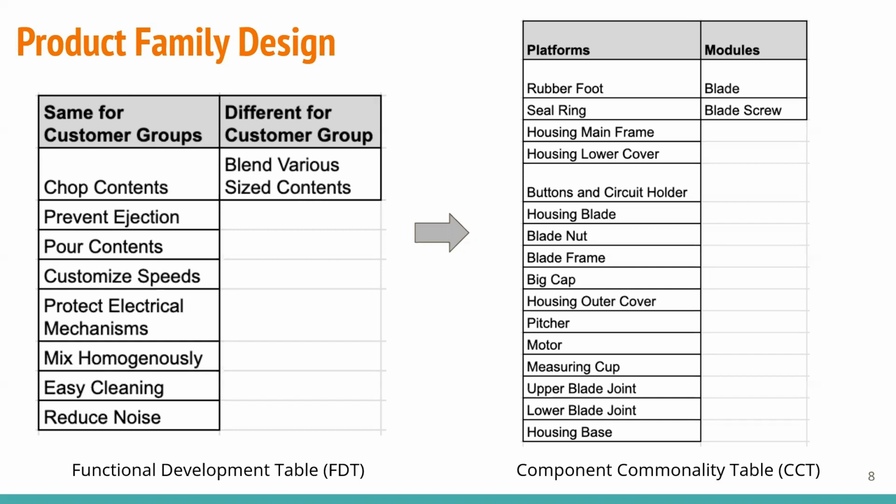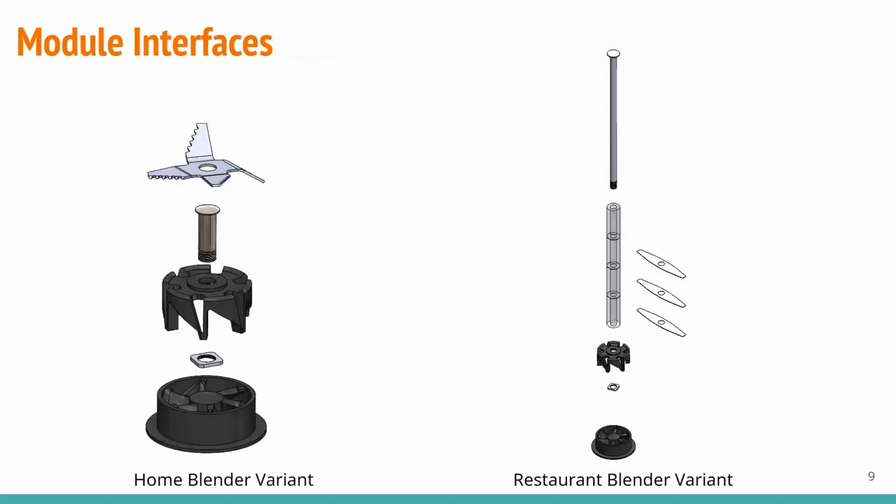size contents function. The common module for both variants will be the base of the blender, including the internal motor, buttons, and blade joints. The primary module will be the blade assembly, which consists of the blade itself, the blade screw, and the blade sleeve. For the secondary module, the blade assembly is modified to have a longer shaft with multiple blades. This will help blend larger food sizes and quantities found in restaurants.